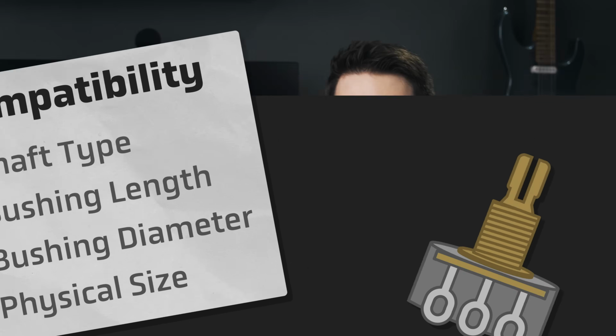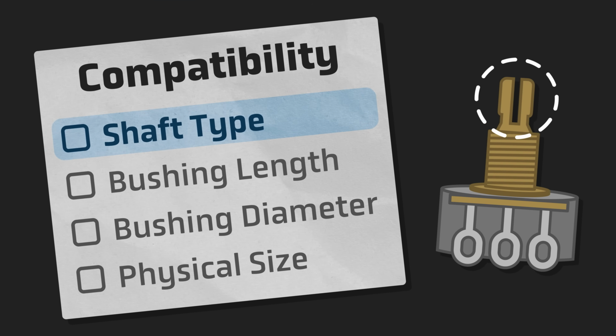Not every pot will fit in every guitar, nor will every pot work with every kind of knob. And that's kind of important when it comes to doing repair, doing mods, or even assembling your own Warmoth build. Let's start with shaft type, meaning the part of the pot that the knob mounts to.